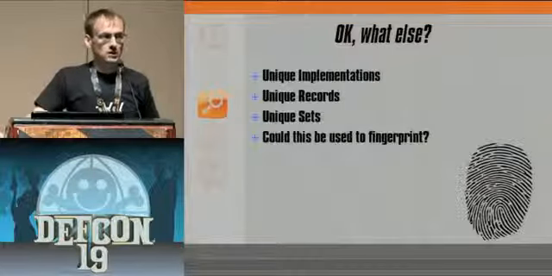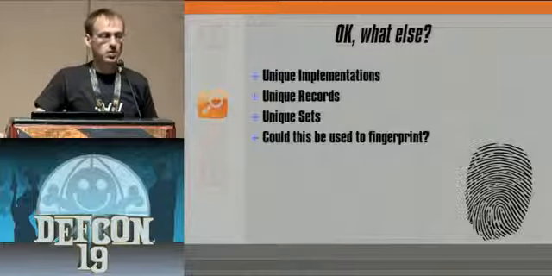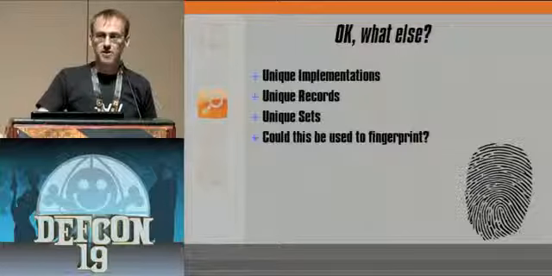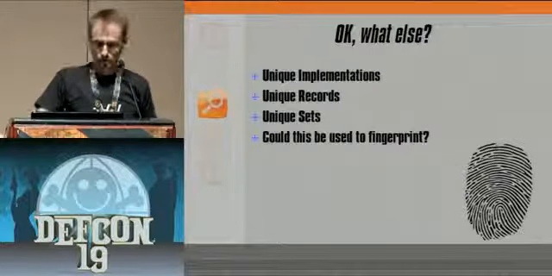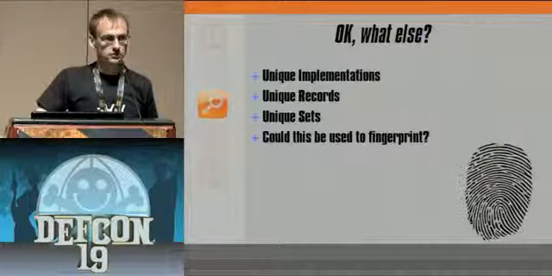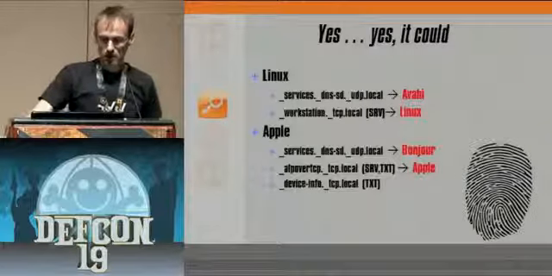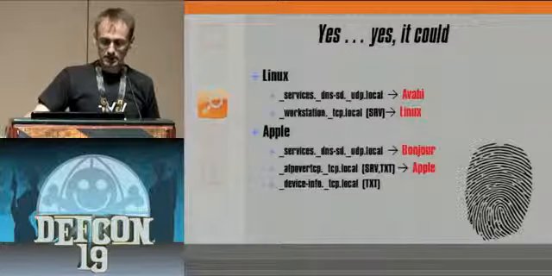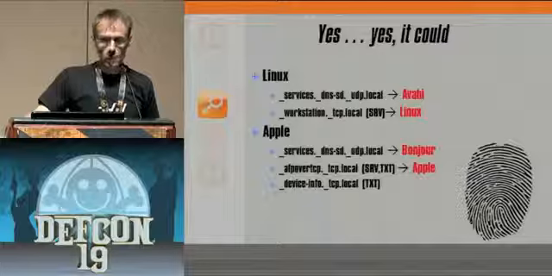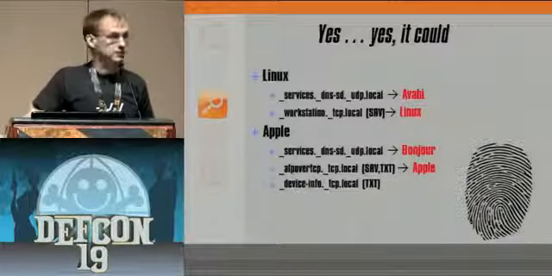So that not only are you going to find a unique type of record on a device type, you are going to find actually a particular set that you will find only on a particular device type made by a particular manufacturer. So, could this be used to fingerprint the host? Yes, it could. If you have services._dns-sd._udp.local, and you have _workstation._tcp.local, and in particular the service record, then you're pretty much dealing with a Linux box.